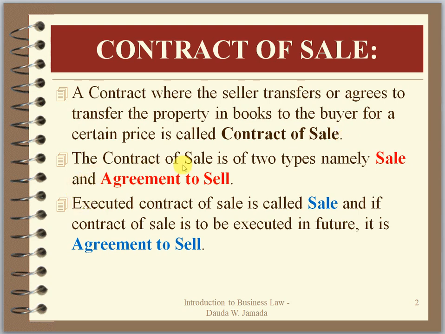The contract of sale is generally of two types, namely the sale and the agreement to sell. We have to note the difference between the two. An executed contract of sale is called a sale, and if the contract of sale is to be executed in the future, then it is called an agreement to sell. So the moment somebody comes to your shop, agrees to buy a particular product or good, and immediately pays for it, that is what we refer to as sale, as in S-A-L-E.